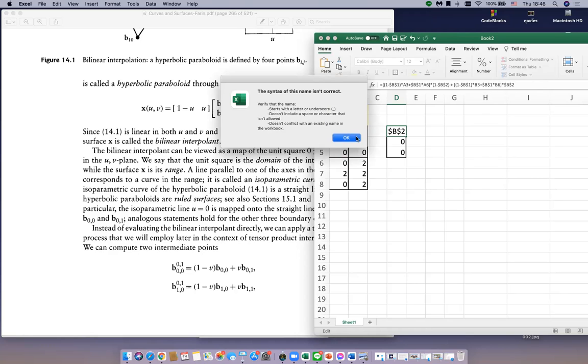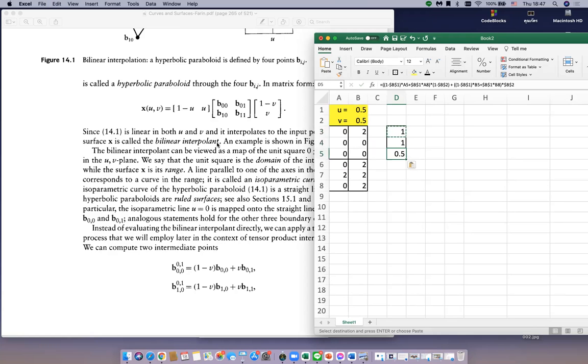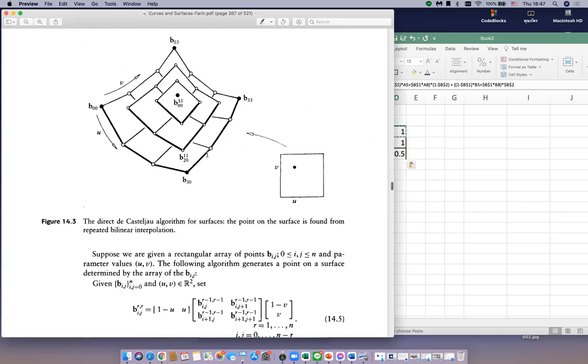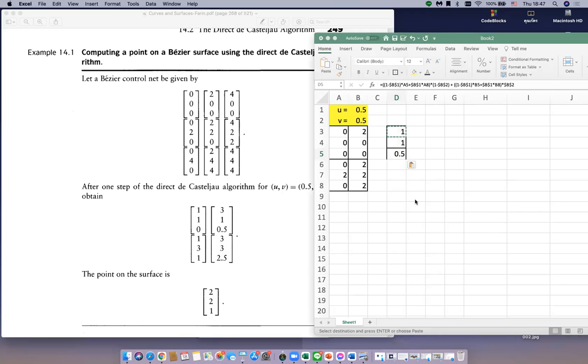I think I cannot use, okay, I cannot use square brackets. Let's change it to parentheses. Okay, we can get one. And then I just simply copy the same thing. One. Okay, so we have to see, is it correct? I don't know. 110. Okay, now.